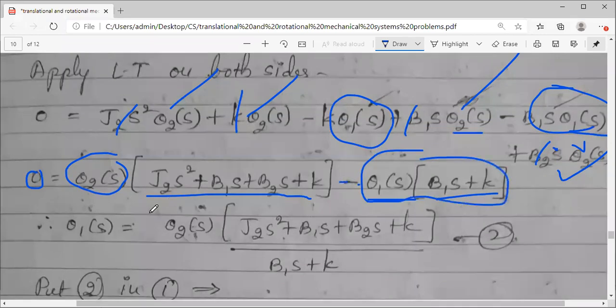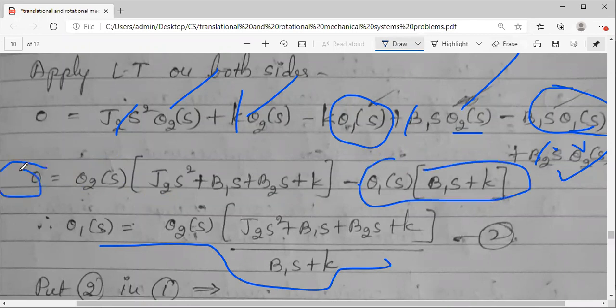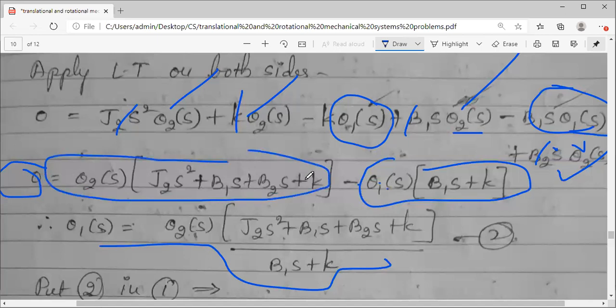So this minus will go away, it will become plus. And you can extract the value of theta 1 from this equation, right? Rearrange the terms. I hope you can rearrange it. Write down the equation. Since the LHS is 0, what can you do? Simply take this value to the other side here. Okay, it will become positive. Then theta 1 is equal to this complete value divided by this B1 S plus K. So that I have written here.